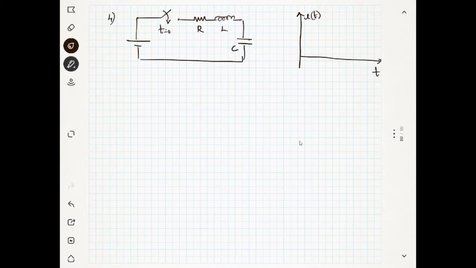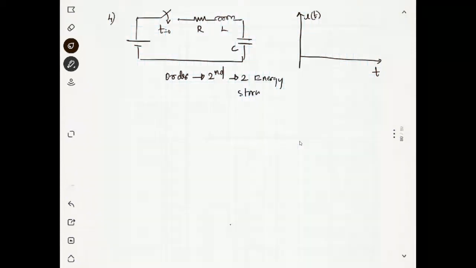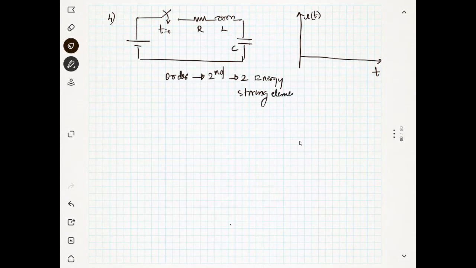How will this behave? It will decrease exponentially. I will tell you what the order of the differential equation will be. What is the order of the circuit? The second order. So two energy storing elements. Now, if there are two energy storing elements, think of two water tanks.